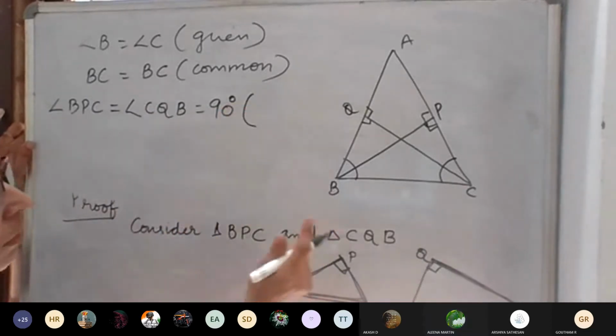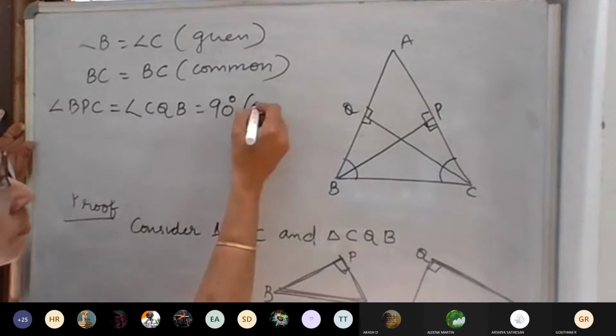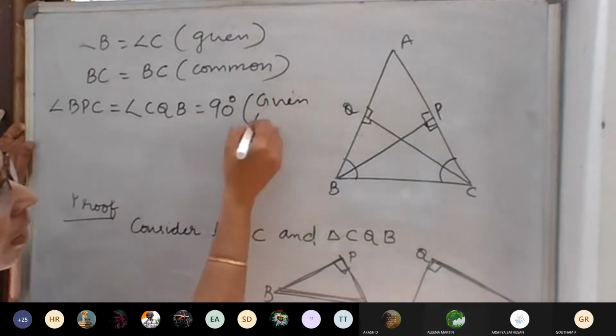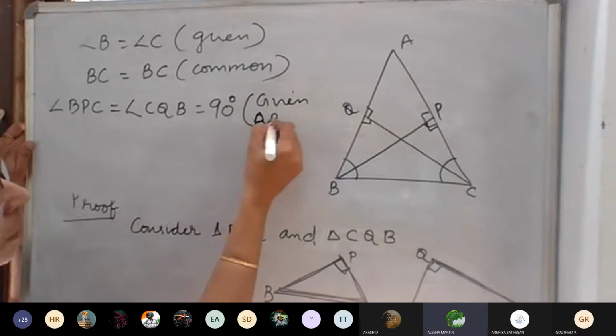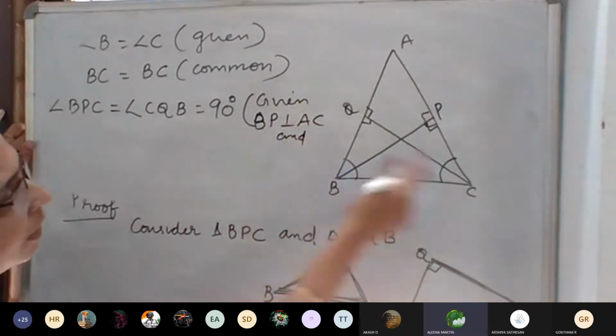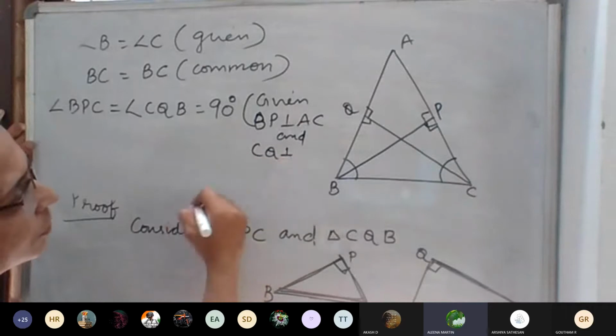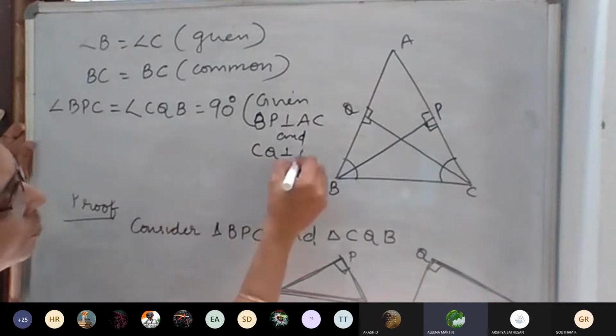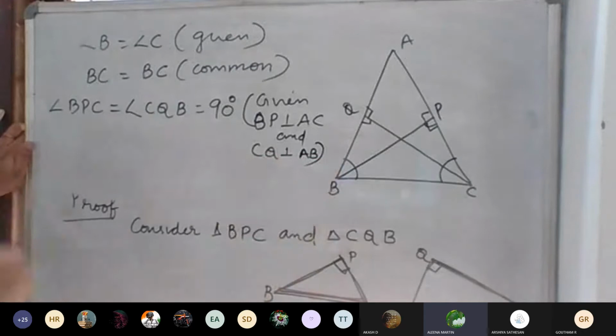Which are the perpendiculars? That is given: BP is perpendicular to AC, and CQ is perpendicular to AB. That is given. That's why we wrote it. So since it is 90 degrees, can we write RHS?